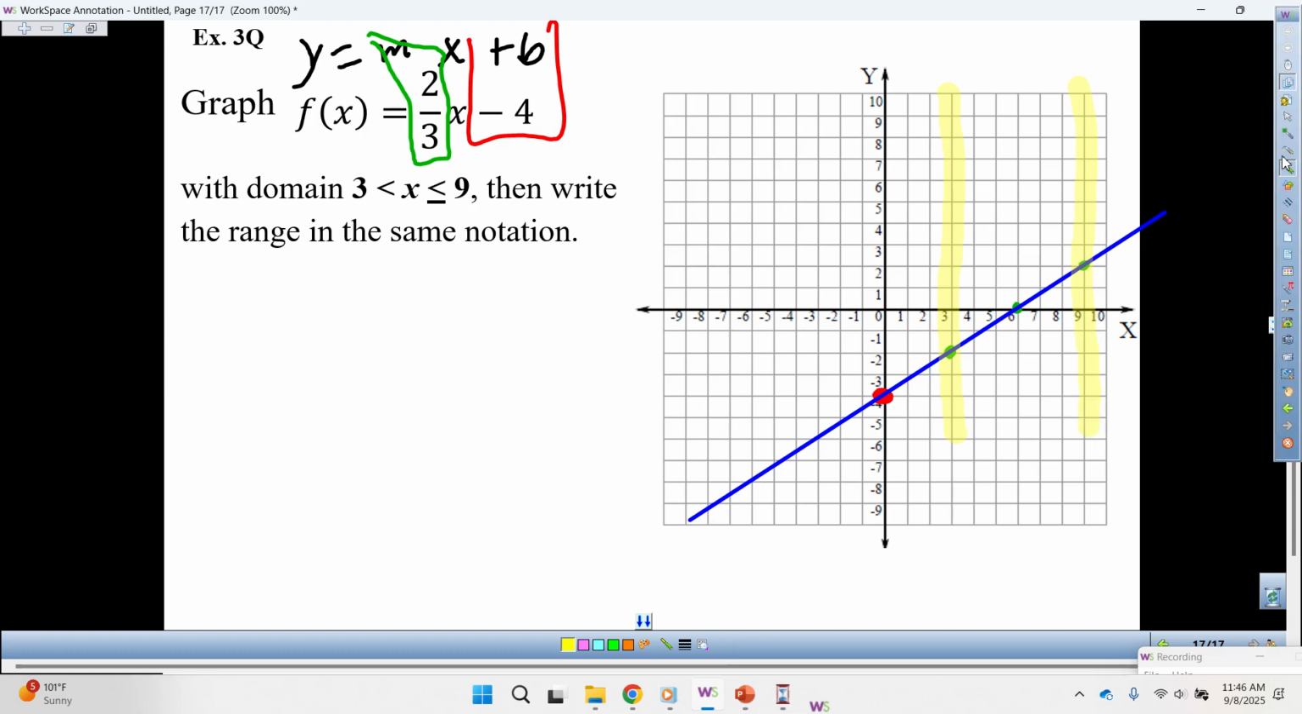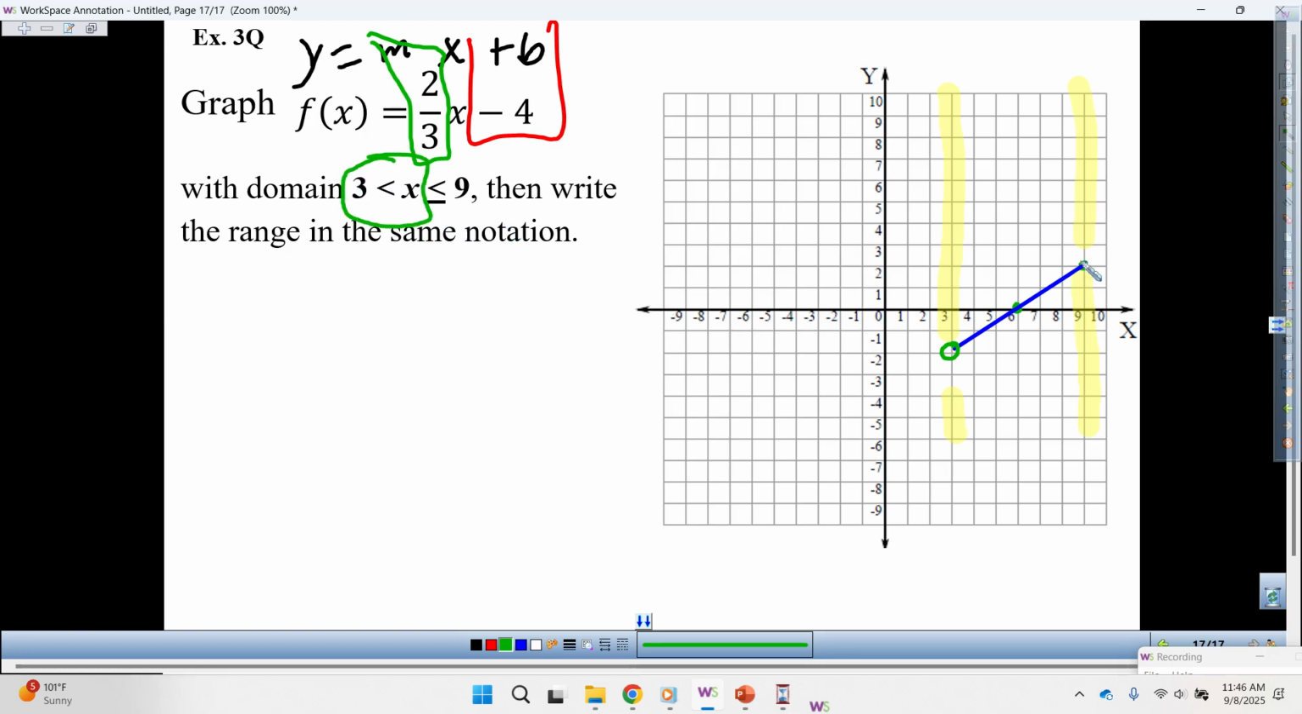All right. And what does that mean? That we're going to erase everything else. Is that correct? So erase everything. Let's go. So erase 3, and we're going to put an open point for 3 because it's not included. 9 is included, so we do a solid point on 9. Like this. Yeah.